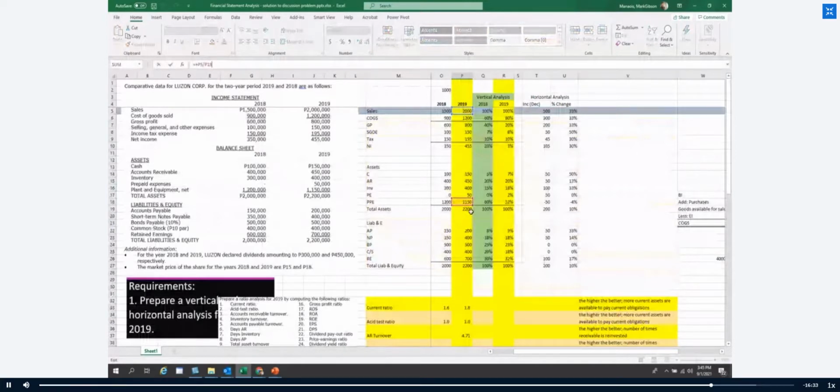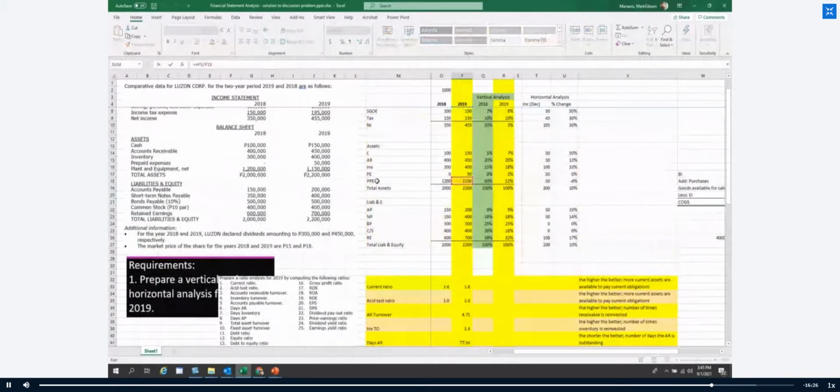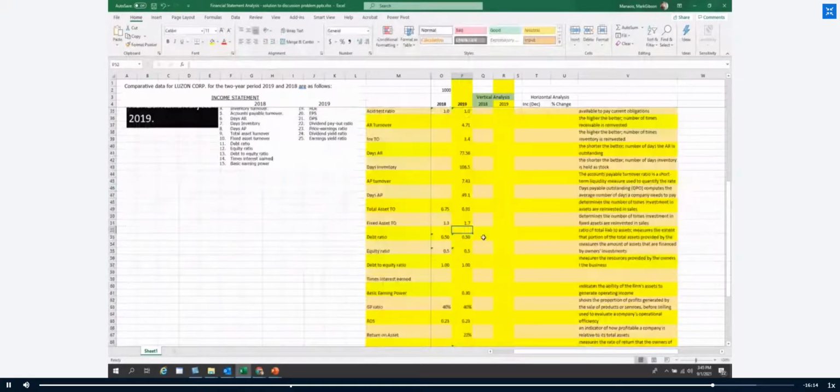That's a way to easily memorize this kind of formula. So in this case, fixed asset turnover, we go to your fixed asset, in this case your property, plant and equipment. So that's 1,150,000 divided by 2 million, which is equivalent to 1.7. It determines the number of times investment in fixed assets are reinvested in sales. So again, the higher the better.